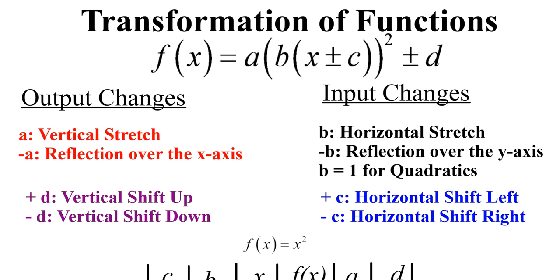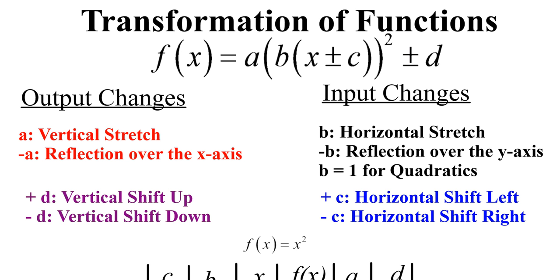It made it wide or narrow, depending on the value of A. And if A was negative, that was a reflection over the x-axis. When A was greater than 1, it was faster than before, so it became narrower. When it was between 0 and 1, it was wider because it's slower. D was a vertical shift up if it was positive, or down if it was negative.